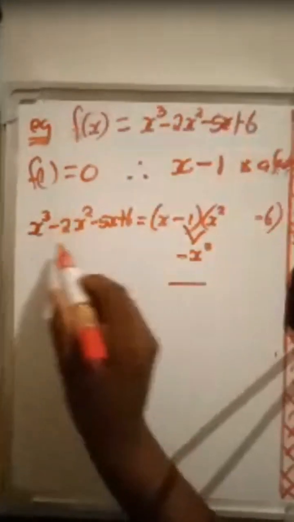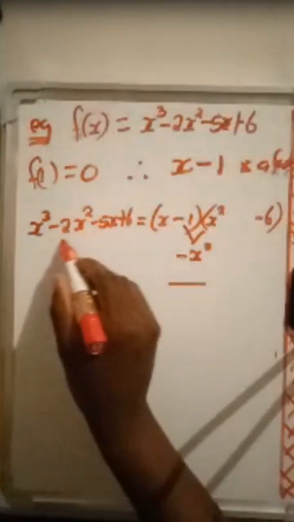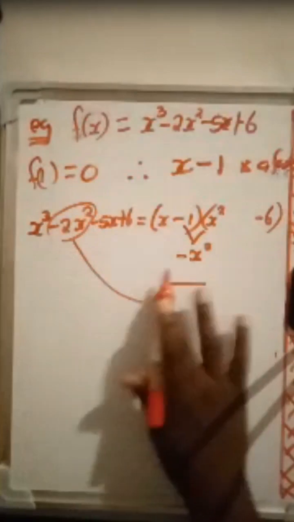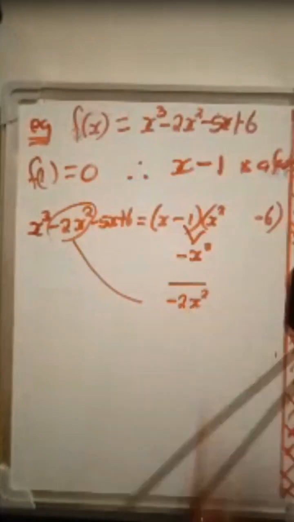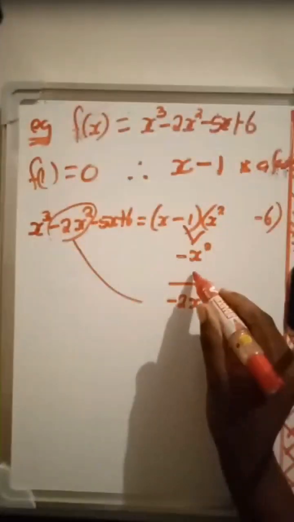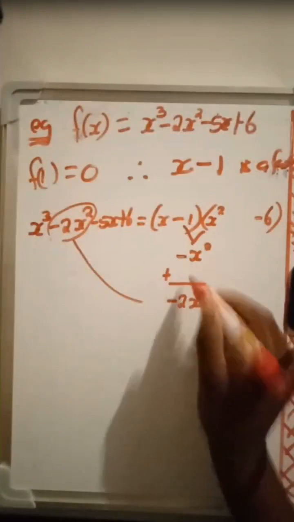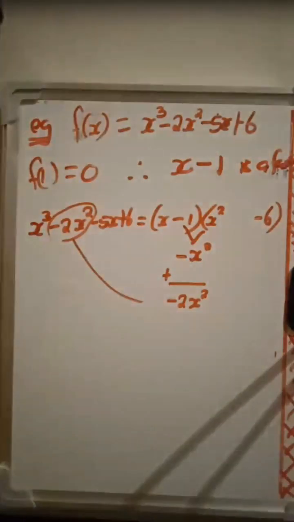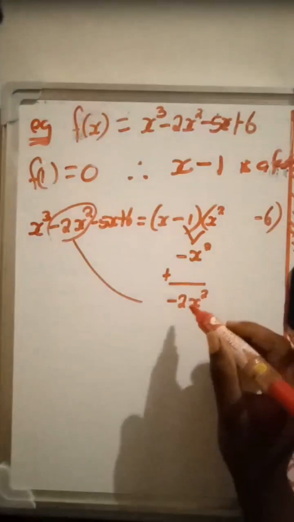Take the term that is having x squared there. You take this one and bring it down there. That is going to be negative 2x squared. Ask yourself, if you are having this term, to get the next term here, what do you need to add that side so that you can get this one? In order to do that, we have to actually do the reverse.